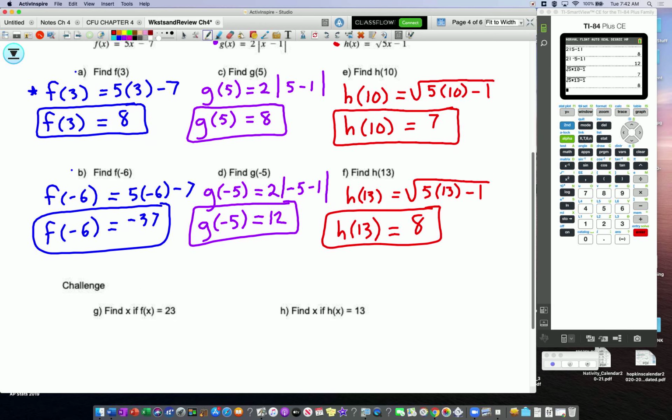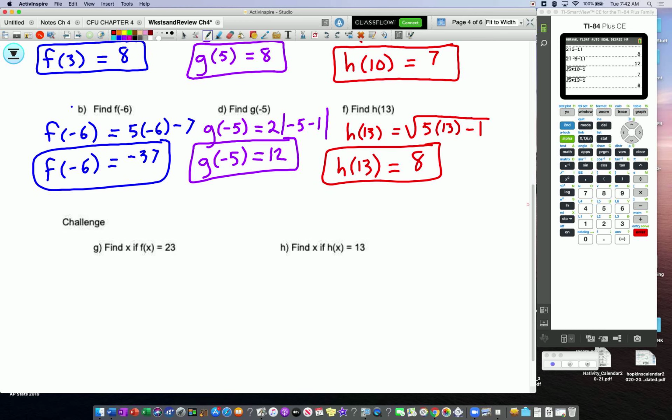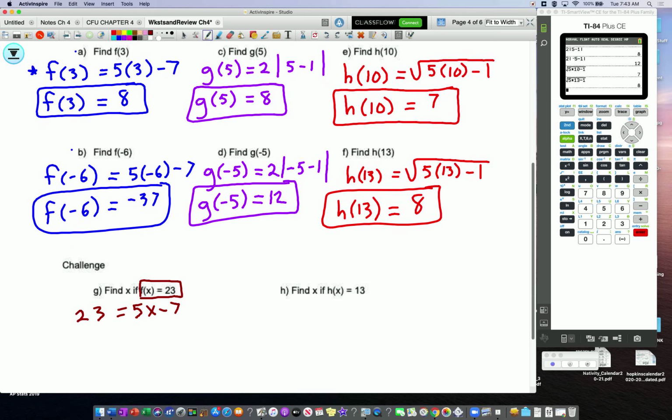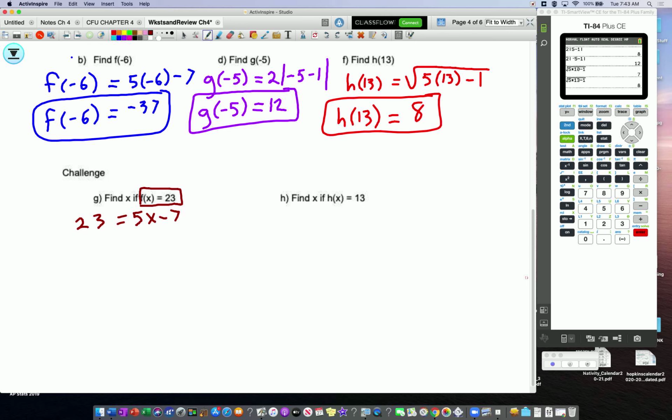Now, the last two problems are the little bit more challenging. This is where we're replacing not the x value, but we're replacing the function with a value. So, like for instance, this one says f of x equals 23. So what I'm doing is I'm going up here to the equation and I'm putting the number 23 right there. So I'm starting off by saying 23 equals 5x minus 7. So then I am just solving that equation.